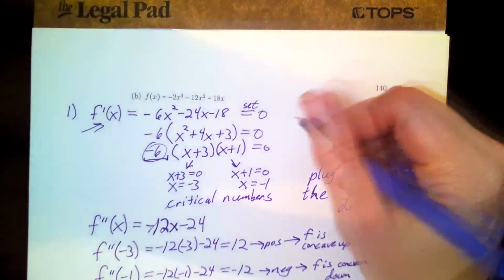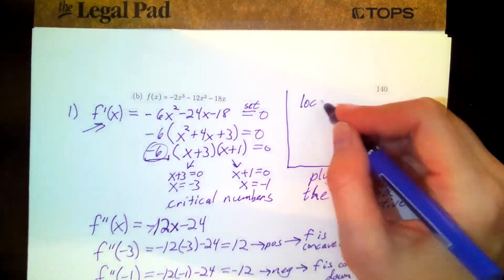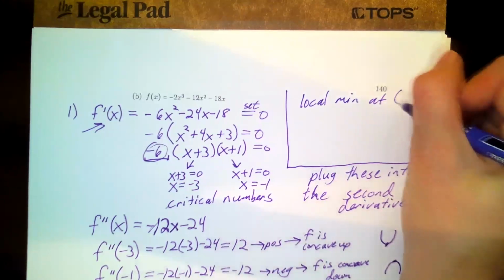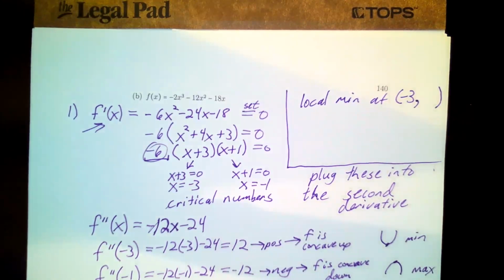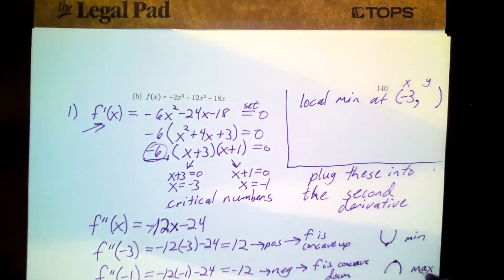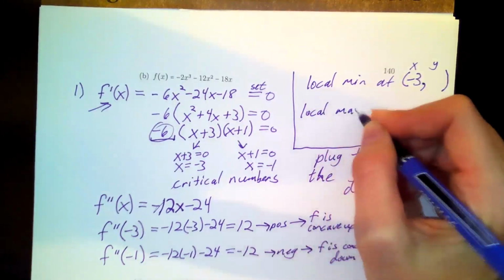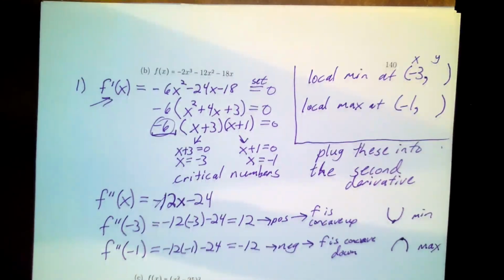Let's write our conclusions. I'm out of space down here, so I'm going to do this over in this corner. I have one local minimum, and it occurs at that critical number, negative 3. So we're going to find the y value that corresponds to negative 3. Make it a point that you can plot, x, y. And then I have a local maximum from over here happening at negative 1. Let's find these points.